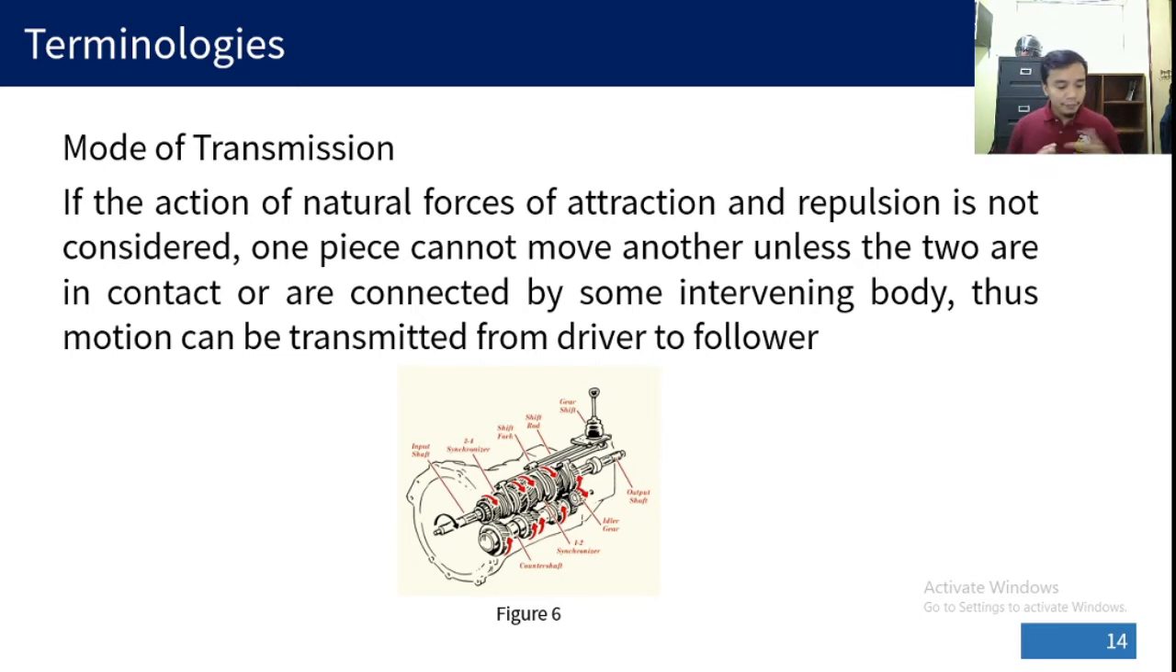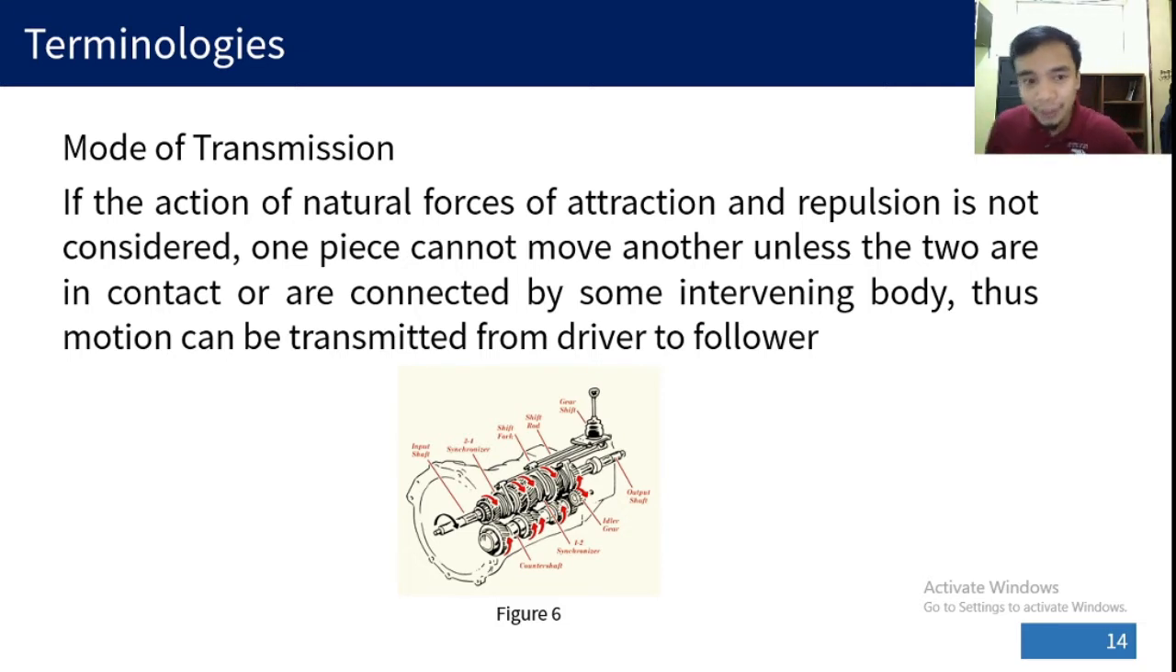So in the previous slide, we already discussed pieces of mechanism that cause and receive motion. That is why it is called transmission. So transmission is the transmitting of energy or motion from one piece of mechanism to another. The action of natural force of attraction and repulsion is not considered. One piece cannot move another.